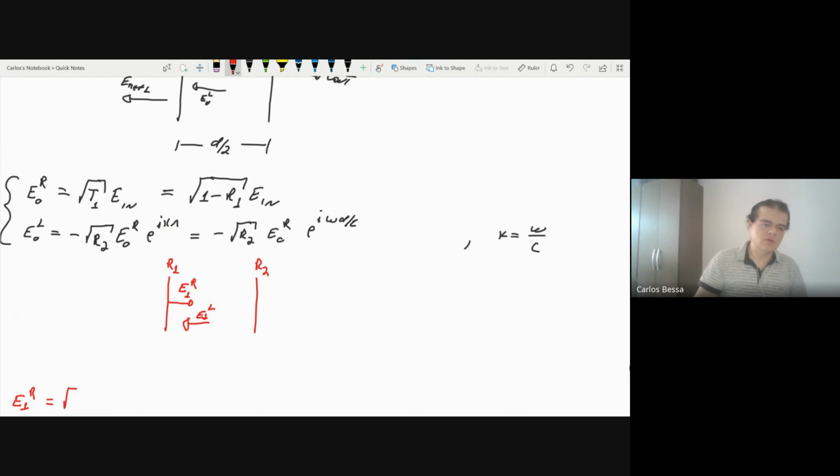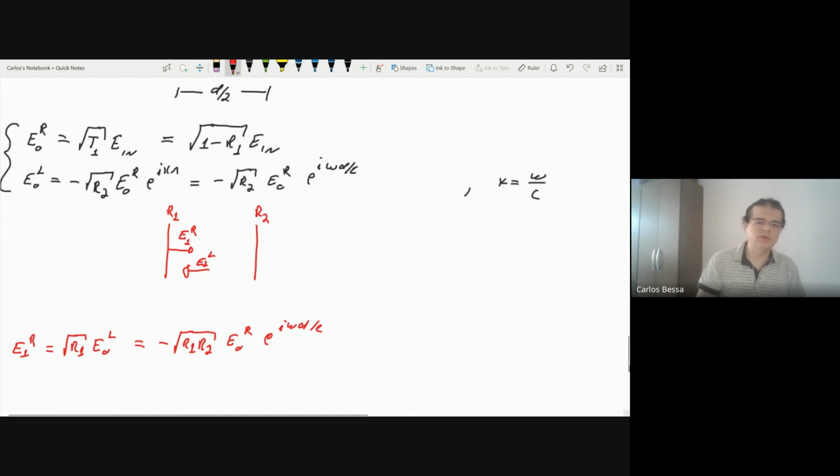So this is R1 was reflected, E0 left, which is this guy here. So we could write this as minus square root of R1 R2, E0 right, exponential i omega d over c.